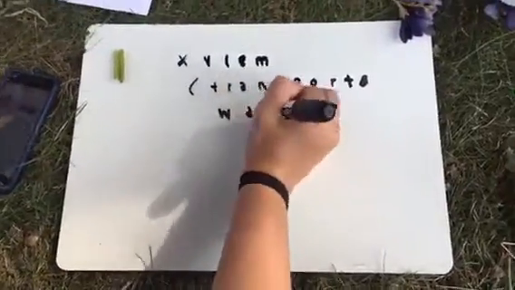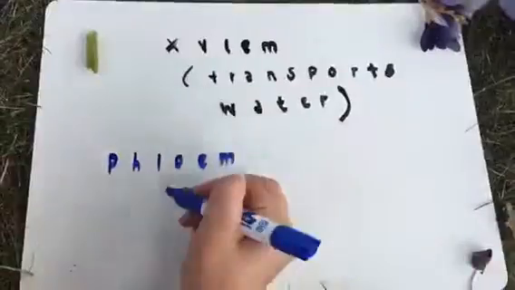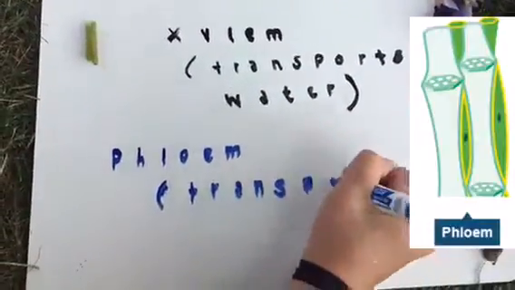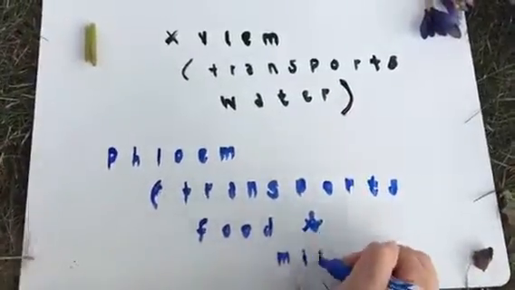Ever wonder how plants get their food? Well, the xylem transports water up the plant in one direction, while the phloem transports the food and minerals in various directions throughout the plant.